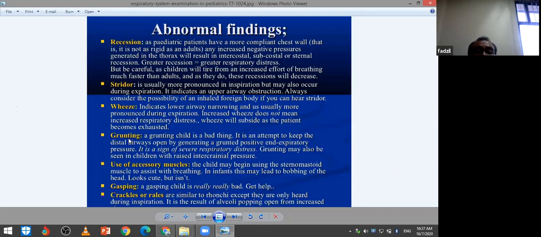Grunting tells you that the child is attempting to keep the distal airway open. We increase the PEEP. Grunting is very important, because if you miss this one, the patient is going to die after a few hours.